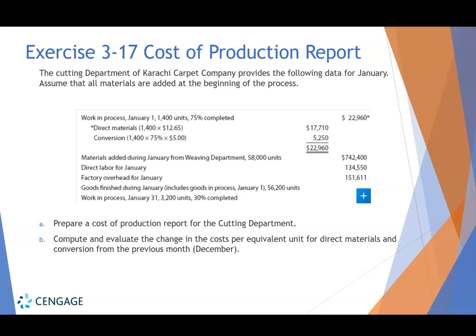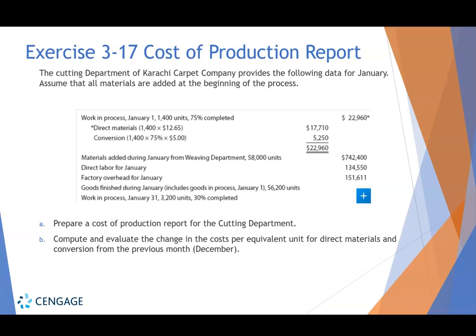Here we have another cost of production report, exercise 3-17. So the cutting department of Karachi Carpet Company provides the following information for January. Assume that all materials are added at the beginning of the process. So we've got work in process as of January 1st, 1,400 units, and we know they were 75% completed. Going into the period, we know our direct materials and our conversion costs.